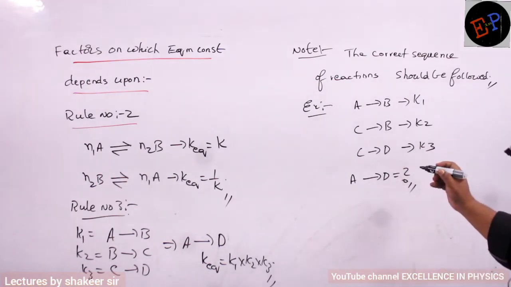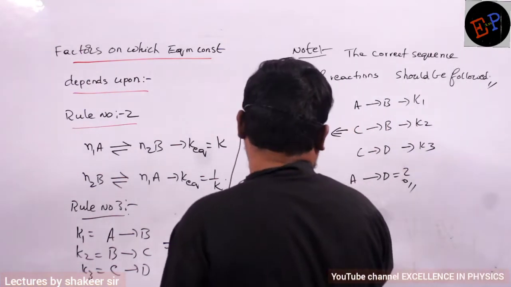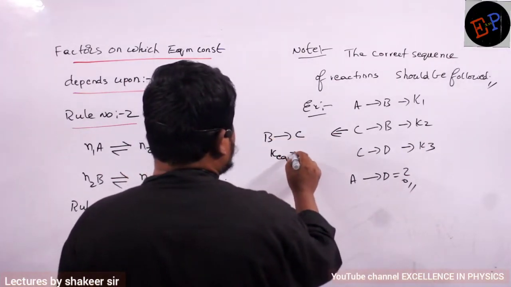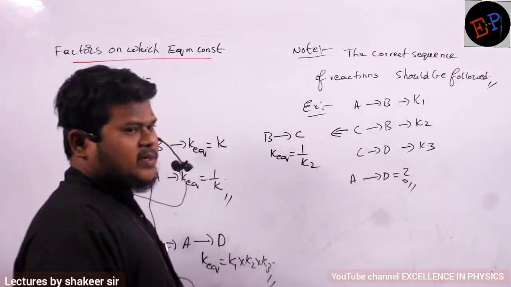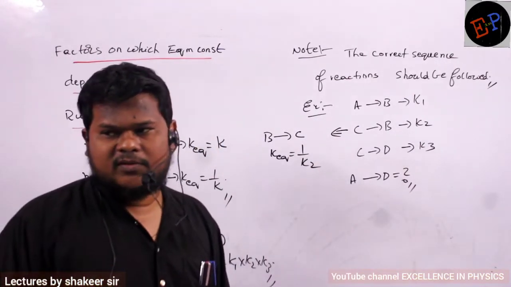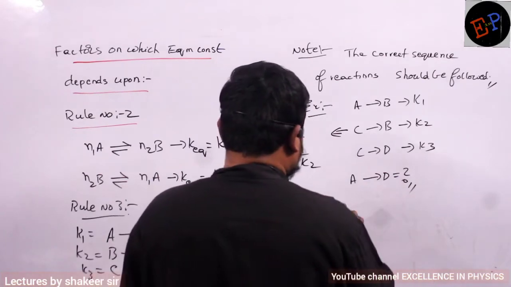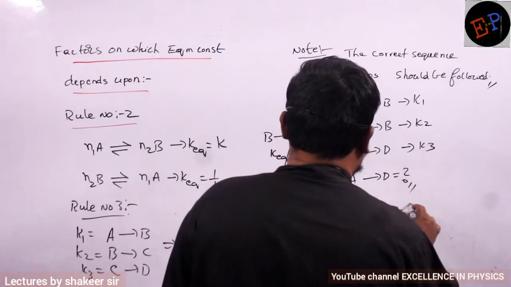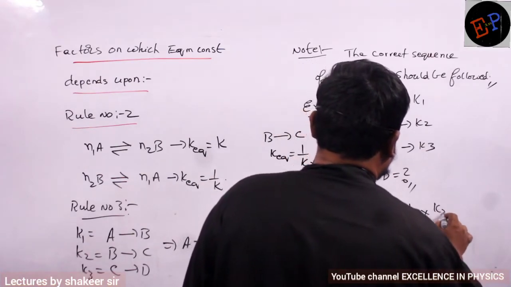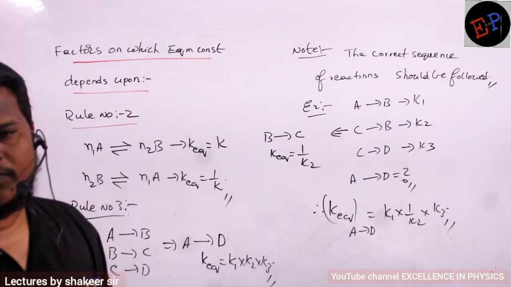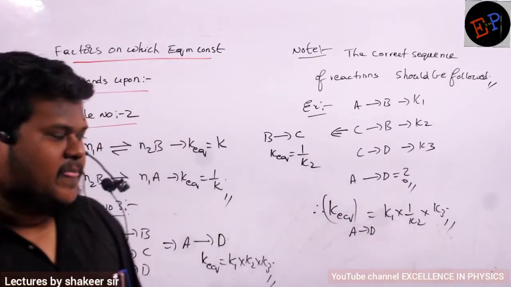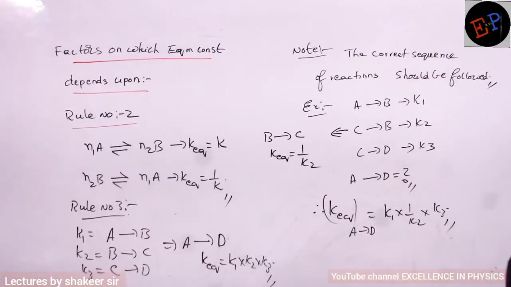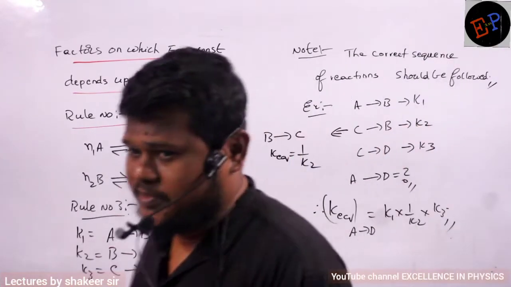So therefore, instead of this reaction, I will write B converts to C. So the equilibrium constant will be 1 by K2. Now the correct sequence is followed, no? So therefore, what is the total equilibrium constant? The equilibrium constant from A to D can be written as K1 into 1 by K2 into K3. So that is how we have to write the equilibrium constants. Understood, no? If you remember these three rules, all the questions which can be given can be solved with the help of these three rules. Are you able to understand?